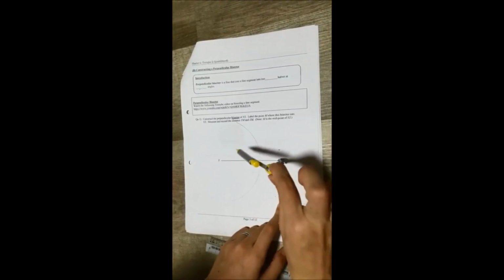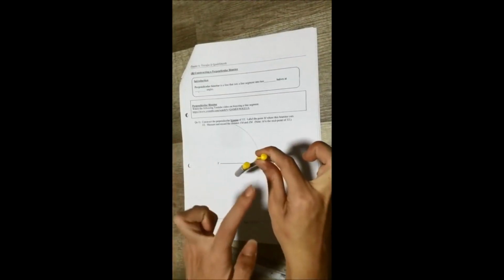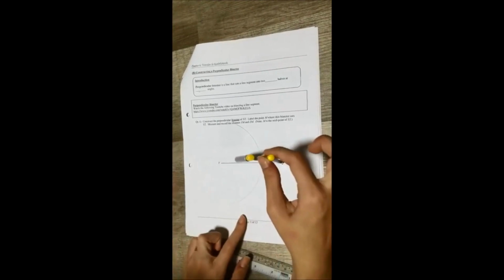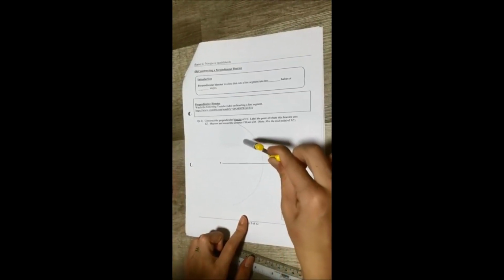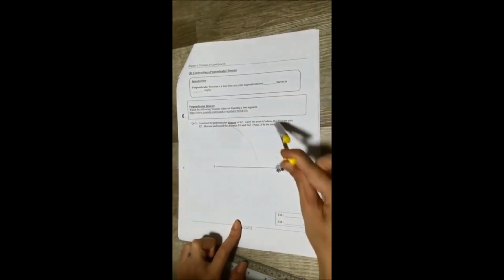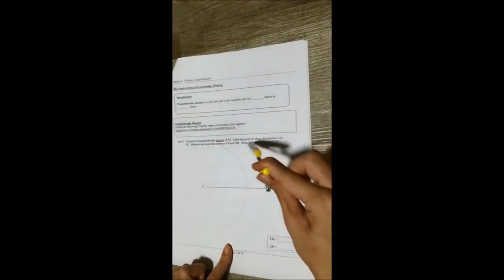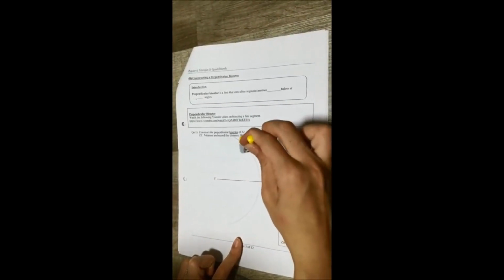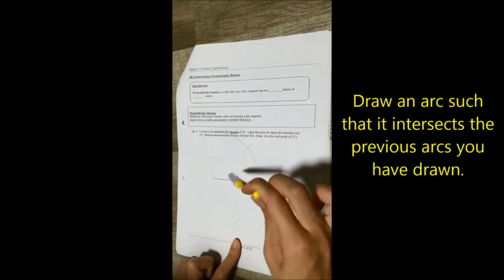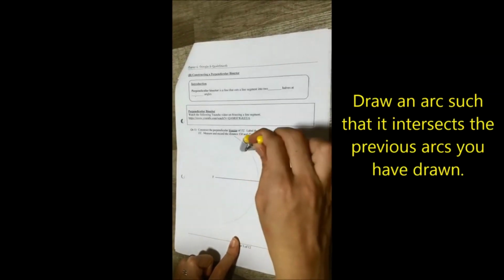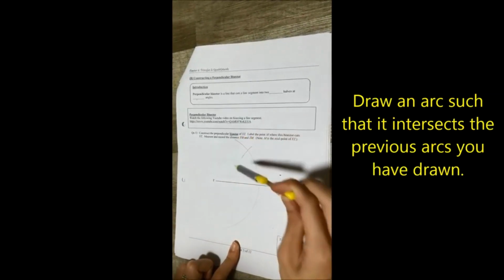Okay, don't adjust your compass. Same thing. I'm using my thumb and index finger, just grab the top of the compass. Now what I do is I will turn the other way like this, and draw an arc that cuts through the other arc you have drawn just now. So I will draw this arc that cuts here.